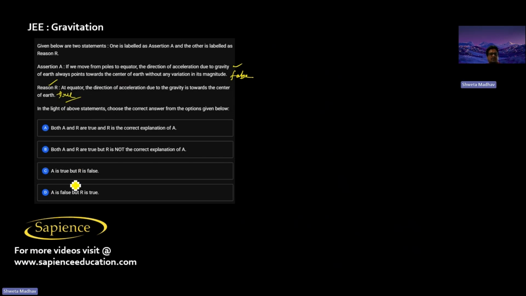Assertion is false. So assertion is false and reason is true. So option D is the correct answer.